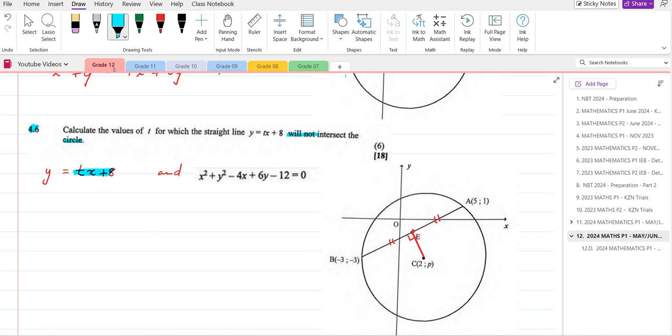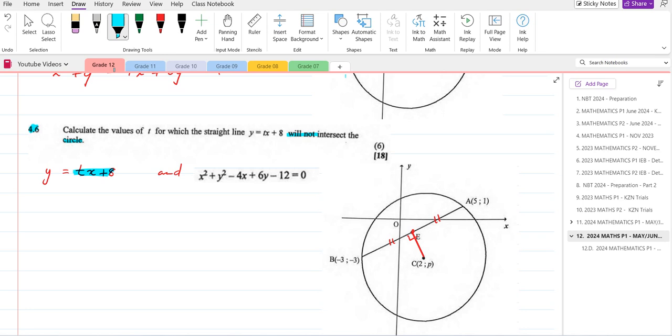I think the method that I'm going to use, which is coming to my mind, is basically I'm going to try and use nature of roots, because I will get an equation in terms of x, and if I say delta less than 0, then I will get non-real roots, which means that I will get some values of t, and then I will double check if those values of t actually work.